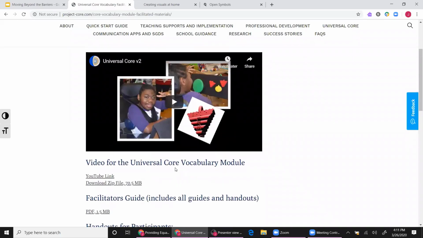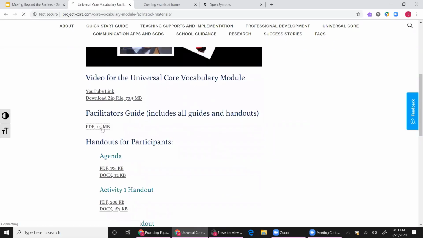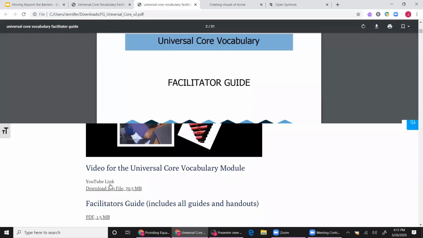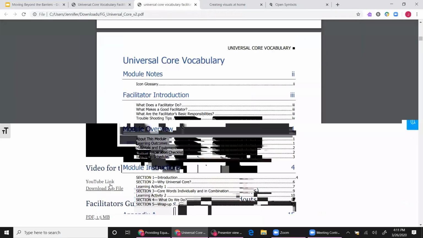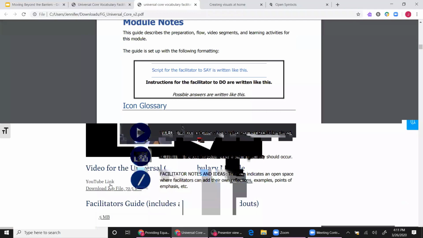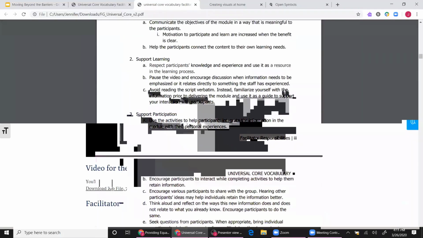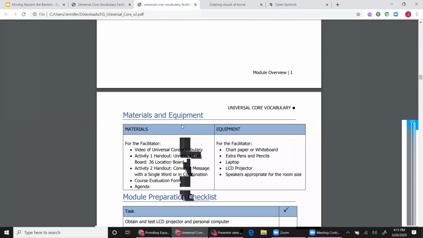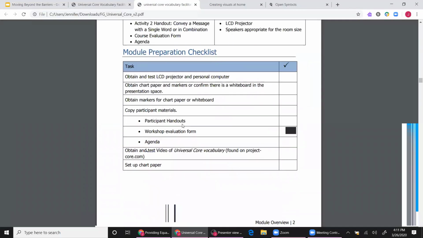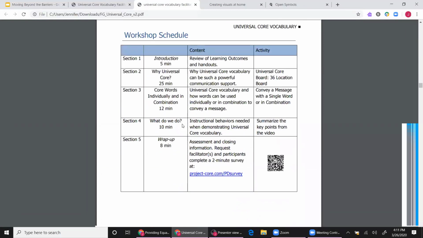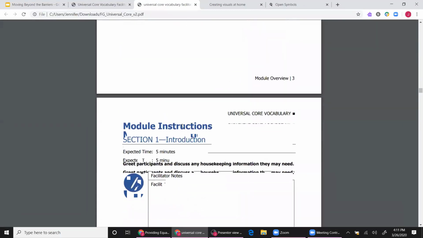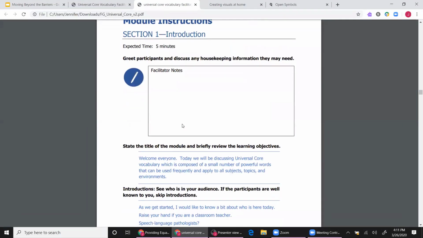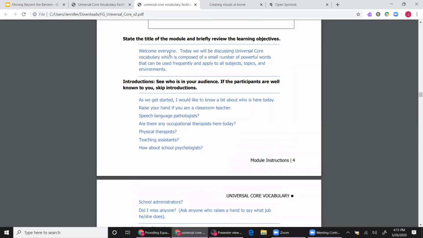If we look at the facilitator's guide, it will tell you exactly what you need to say in order to conduct the training in your district. I'm just going to see if I can find. So it tells you the materials you need. It has an agenda. It tells you what to play. It tells you exactly what to say.